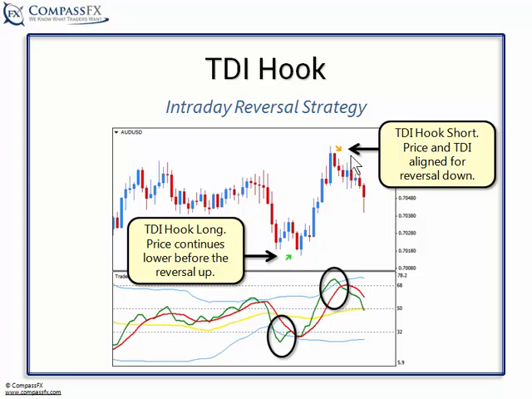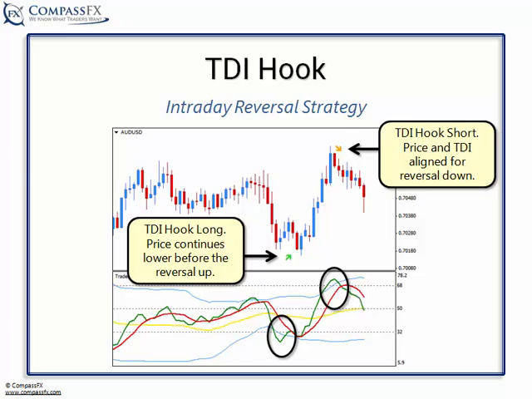You can see here we have a TDI hook short, and notice that the price and the TDI are aligned for a reversal down. We have a beautiful look right here. The alert is triggered when the green line crosses the upper blue volatility band and then makes its move down. When it crosses right here, we get the alert, and just about another candle or two more, we get the green dropping below the red line, and we have this nice move to the downside. Both price and the TDI are aligned for an immediate reversal.